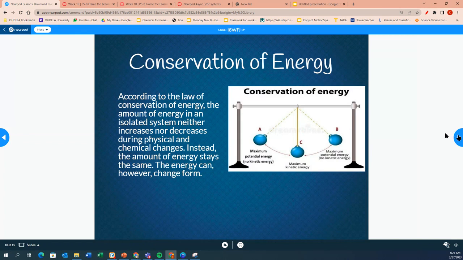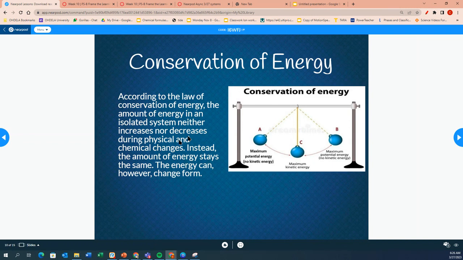All right, so let's take a system, we talk about energy, and you can see here, according to the law of conservation of energy, the amount of energy in an isolated system neither increases nor decreases. So we're talking about a system just so that we can take a look at how this would work. Now, isolated systems, remember, don't let anything in or out.